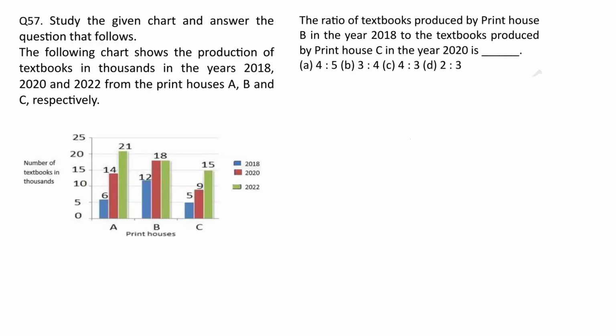The study shows A, B, C respectively 2020, 2022. The ratio of textbooks produced by print house B in the year 2018. So you have to look at B in year 2018, which means blue color. So that is 12. Textbooks produced by print house C in 2020. So you go for 2020, which is red color, and C, it is 9. So it is simply 3 fours or 3 threes, 4 is to 3. All you have to do is just look at the data.